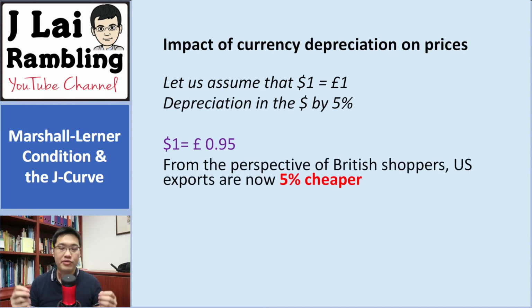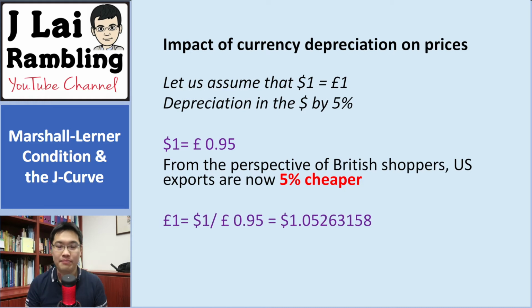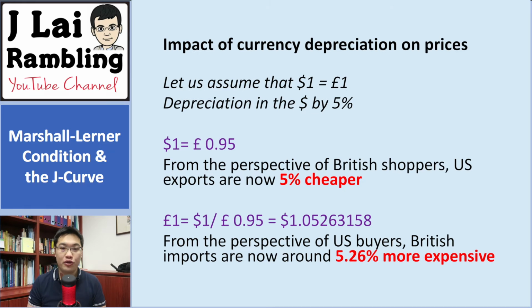From the perspective of the British shoppers, here we're looking at those people buying US goods domestically, British shoppers abroad who are buying US goods domestically. From their perspective, US exports are now 5% cheaper. What about from the perspective of US buyers? £1 is now $1 over 0.95 pounds, which gives you this big number, 1.05263158. From the perspective of US buyers, British imports are now 5.26% more expensive.